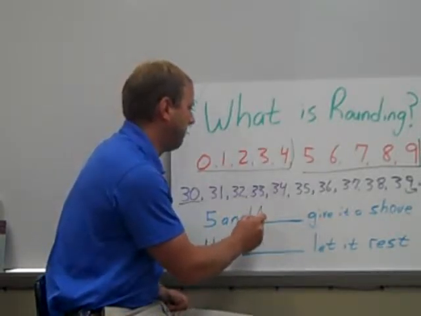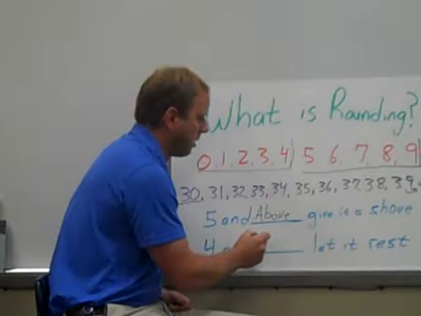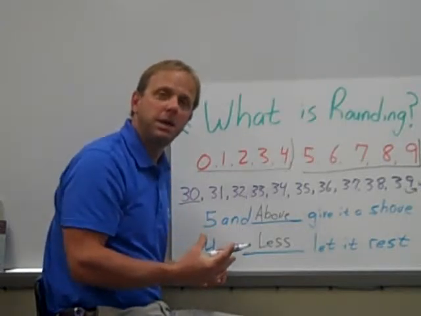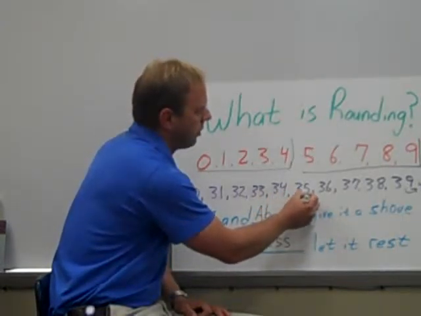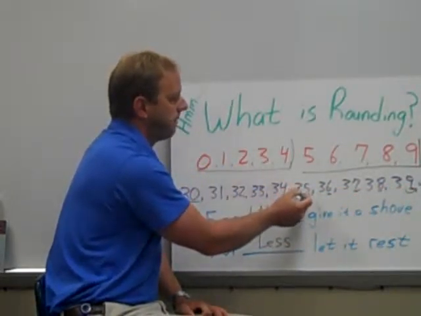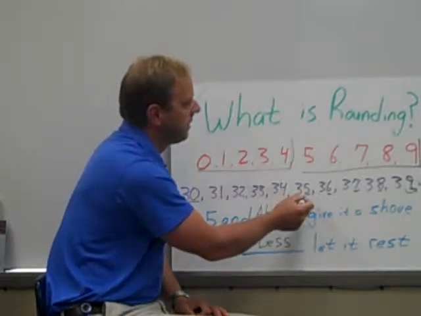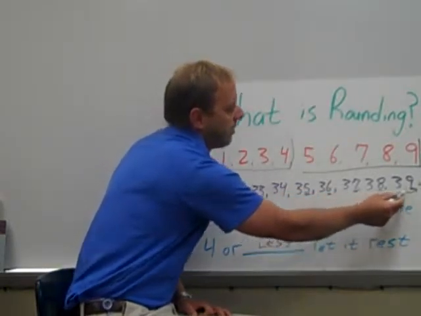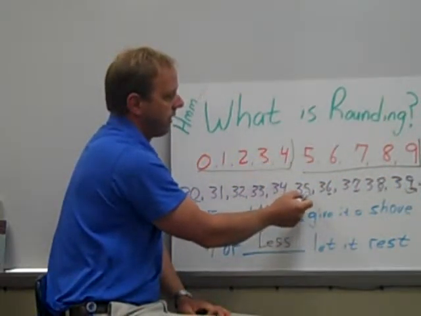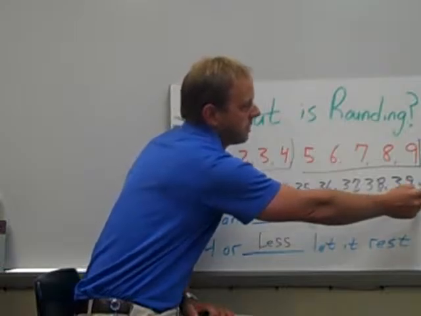5 and above, give it a shove. 4 or less, let it rest. And what that means is, we're only ever looking at one digit, and that tells us what to do. 5 or above means if the digit, the next lowest place value, which I'll get into in a minute, is a 5, 6, 7, 8, or 9, then we round up because we're closer, whether this was 35, 350, 3,500.